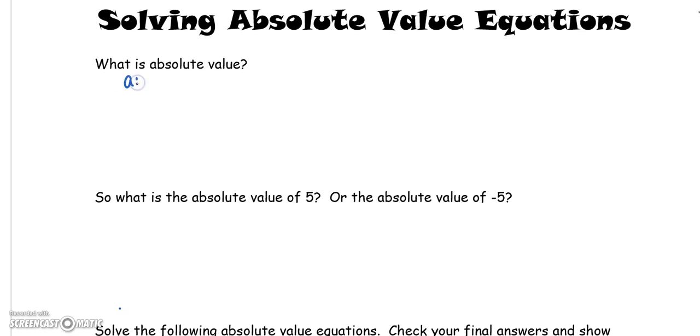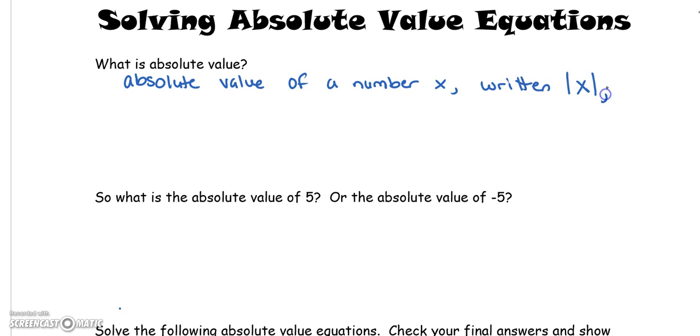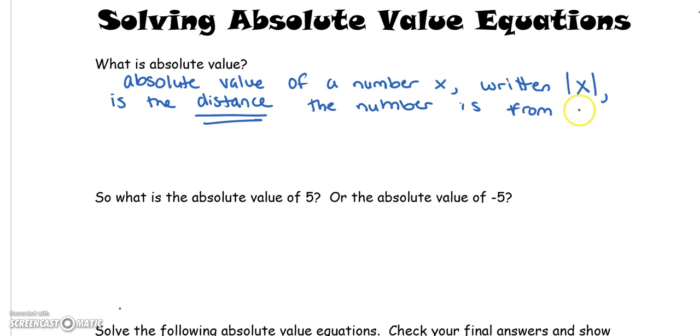Well, by definition, the absolute value of a number x, written, and you'll see how it's written, is the distance. I'm going to underline this word because it's really important. The number is from 0. I'm going to underline 0 as well because that's important on a number line.